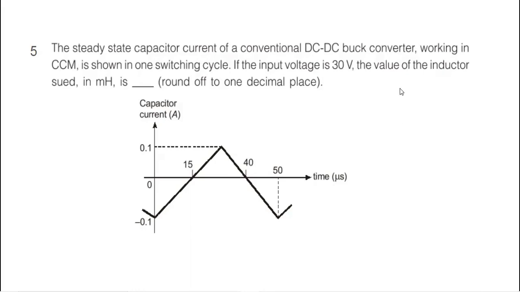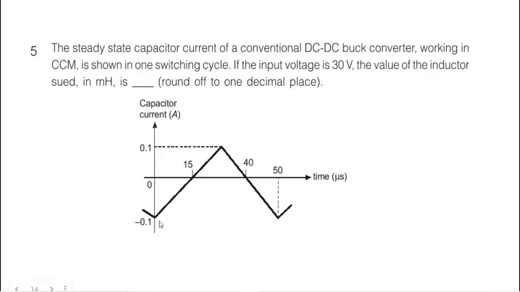Hello everyone. In this video, we are going to see the next question of power electronics. The question is: the steady state capacitor current of a conventional DC to DC buck converter working in continuous conduction mode is shown in one cycle. If the input voltage is 30 volt, the value of the inductor used in millihenry is dash, round off to 1 decimal place.